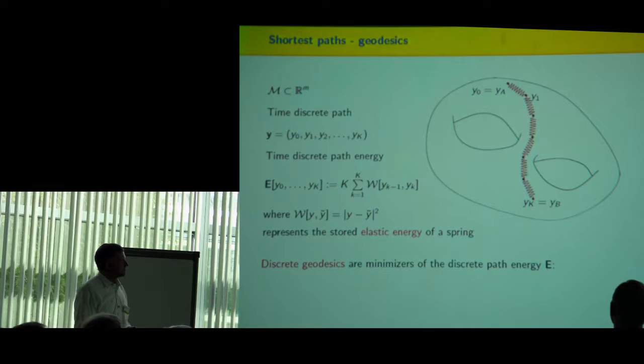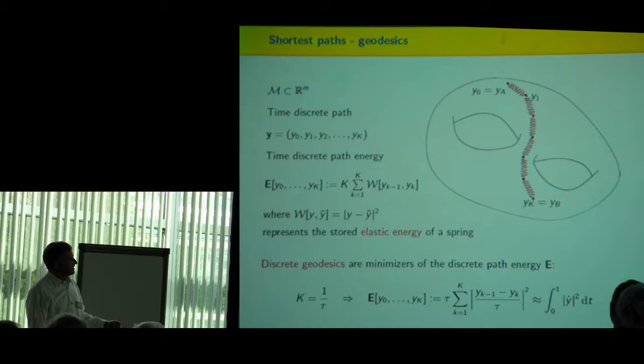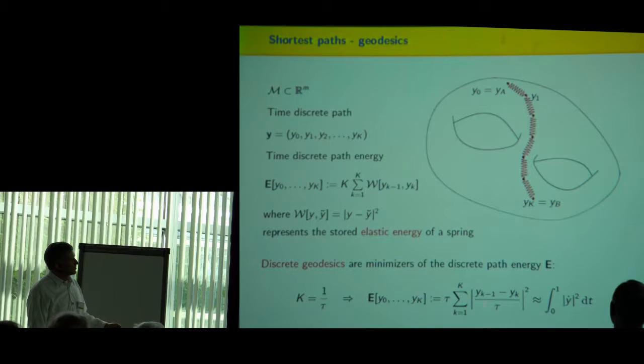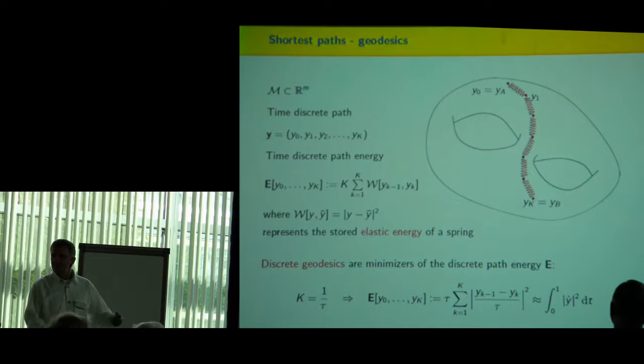Again, what does this mean practically to be a geodesic? So if uppercase K is 1 over tau, then we can rewrite this energy that had a K up front, which is a 1 over tau. So we move the 1 over tau here, we compensate it by this, and then we see this rewriting of the discrete energy. So this is a discretization of the speed, and then we see that we get a discretization of the path energy immediately.